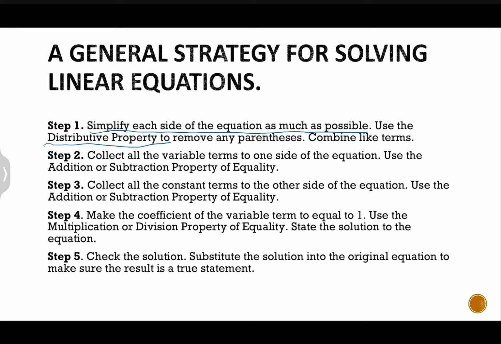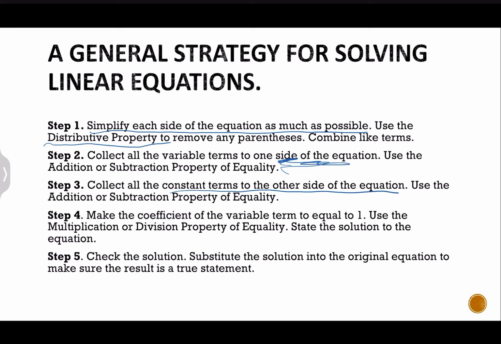Get both the left and the right as tidy as possible. Next, we need to collect all variable terms on one side of the equation. You can pick, it doesn't matter which side. And for that, you're going to use the addition or subtraction property of equality. For step 3, we need to collect all the constant terms on the other side of the equation. So we need to use the addition or subtraction property to get that as well. Remember, we like our x's lonely. We want our x's all by themselves on one side of the equation.